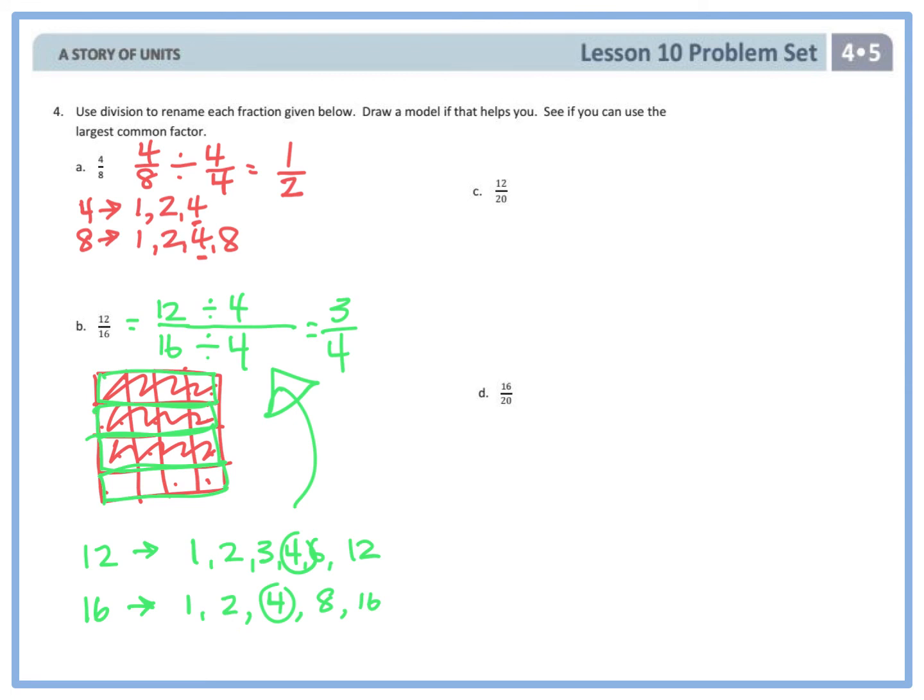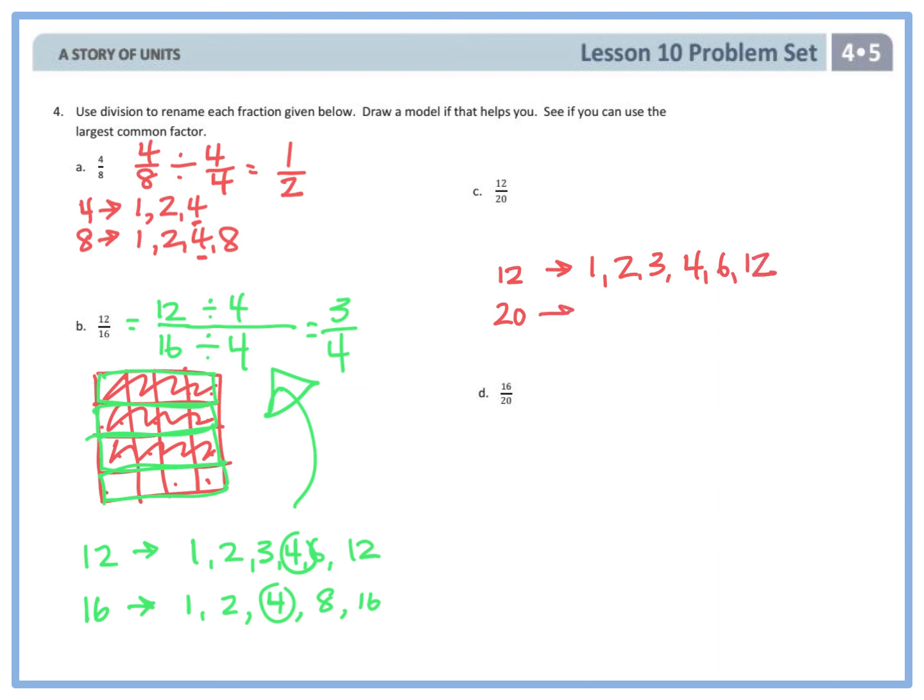All right, the rest of these I'm going to do using factors. You know how to use the models if you choose to. So 12/20. So I'm going to find my greatest common factors. So I need to find my factors of 12, and I need to find my factors of 20. Okay, factors of 12. We've done this so many times. We know 1, 2, 3, 4, 6, and 12.